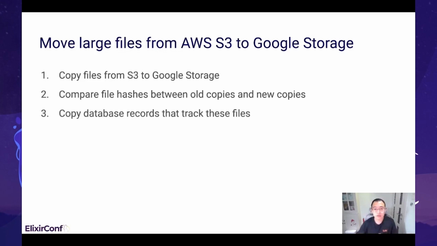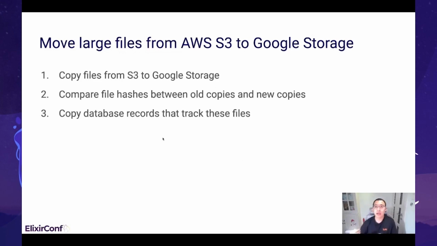Let's check these files. Because we have too many files, we need a database to manage them. So we have database records for the S3 files. When we move these files to Google Storage, we need to copy these database records and update them so they point to the files on Google Storage. So how do we implement this logic in Elixir?